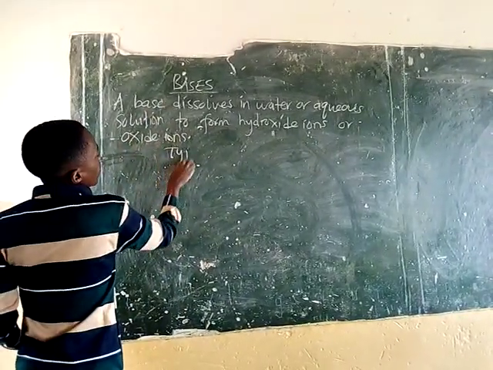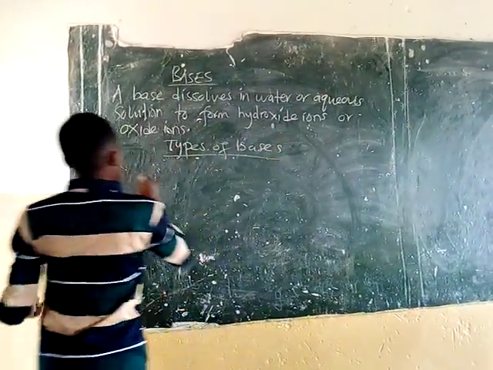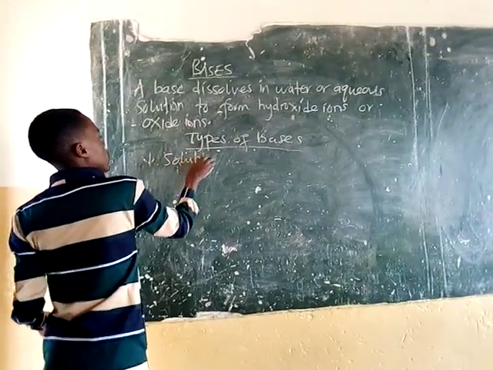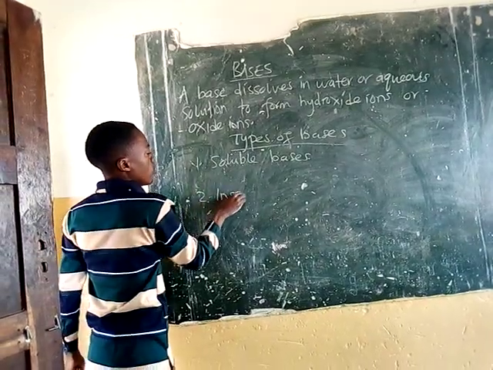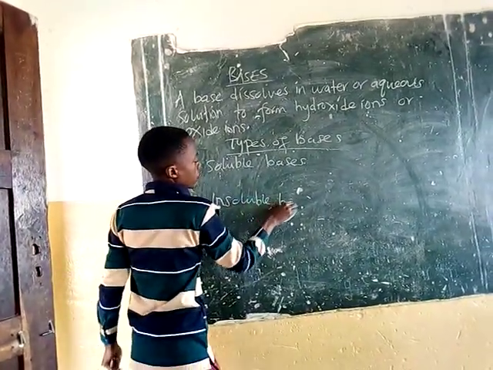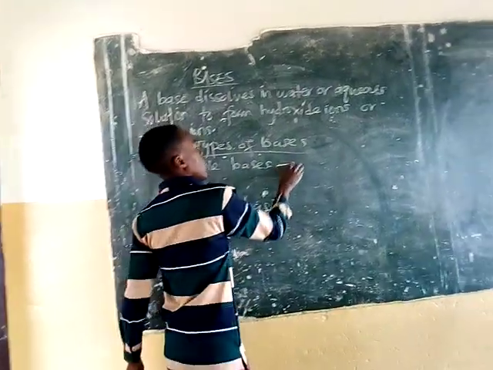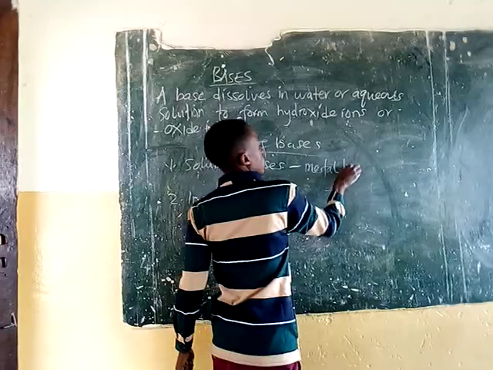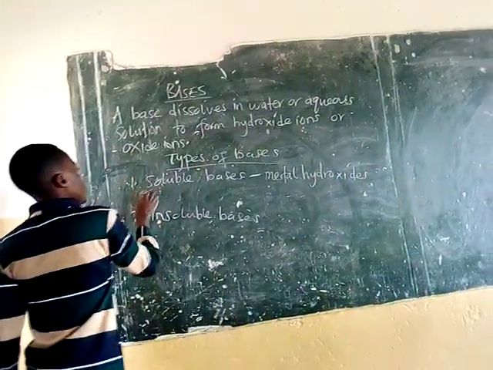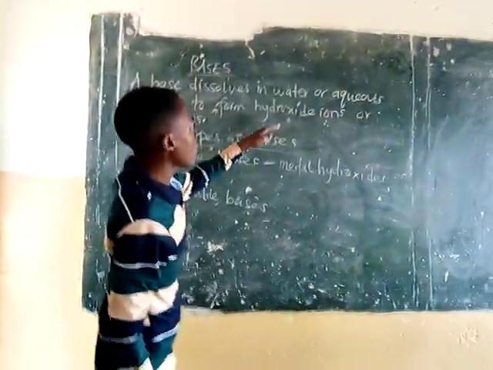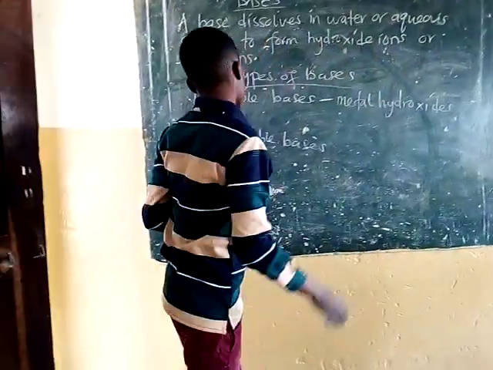Now, there are two types of bases. We have soluble bases, and we also have insoluble bases. Soluble bases are metal hydroxides. Meaning soluble bases can dissolve in water or aqueous solution to produce hydroxide ions.